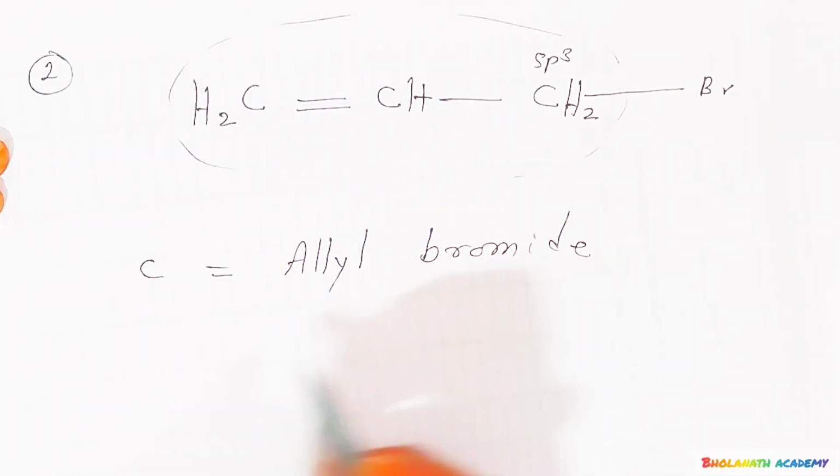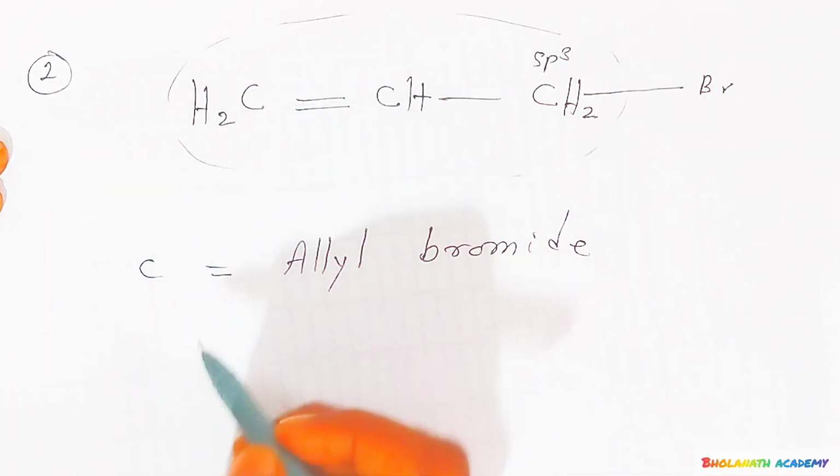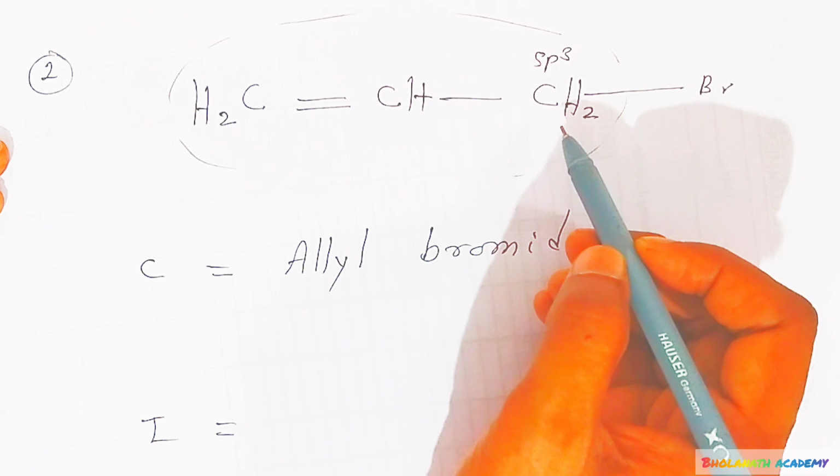So this is called allyl bromide. Which type of alkyl is it now? Allyl. This is a common name, students. For the IUPAC name, you have to start the numbering where the double bond is.